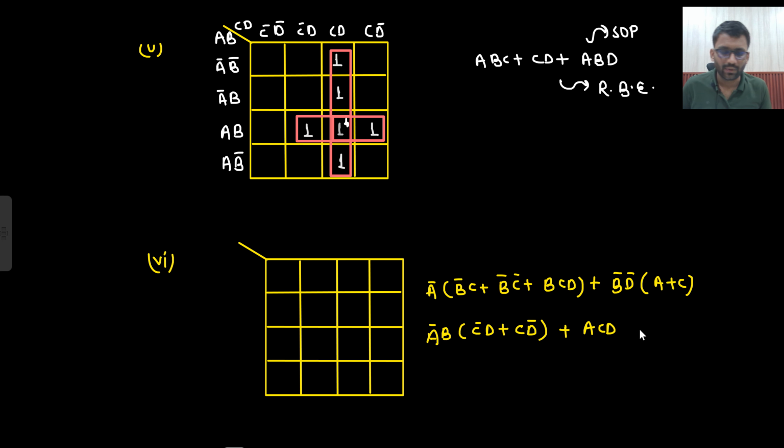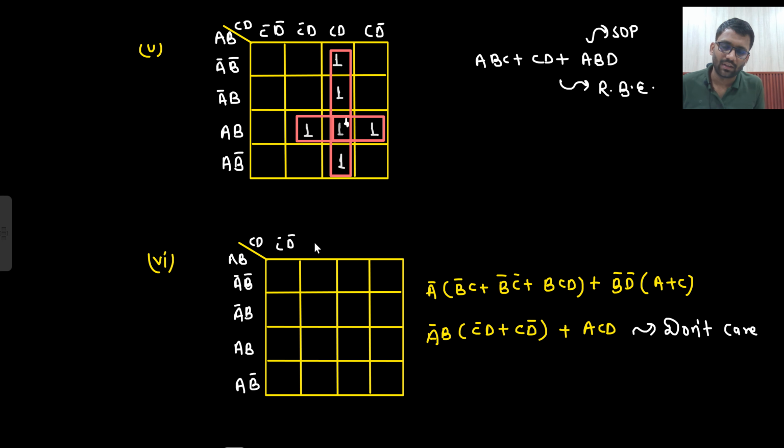So this was my don't care. Let's see if I can reduce it. This is AB, this is CD. So A bar B bar, A bar B, AB, AB bar, C bar D bar, C bar D, CD plus CD bar. This is not in perfect form, so I will make it perfect.